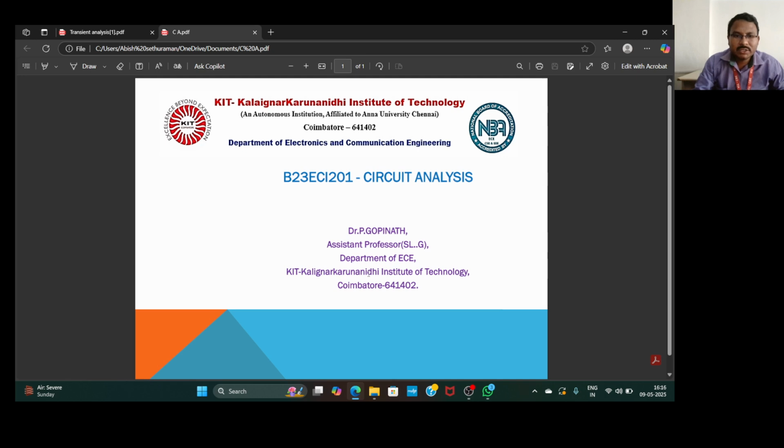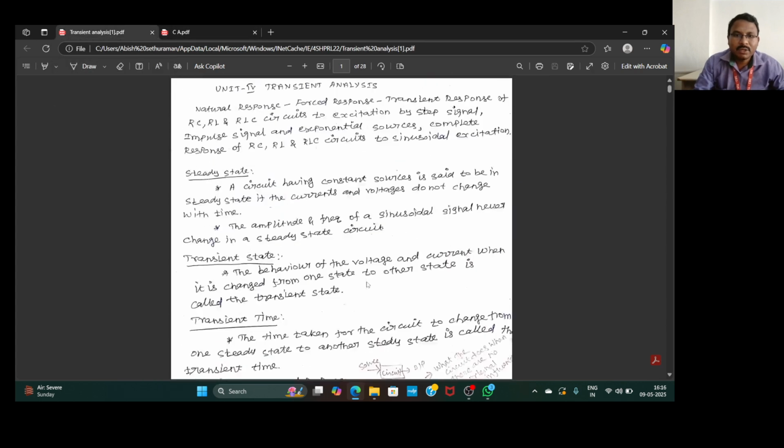Today the subject is B23 ECI 201 Circuit Analysis. In this circuit analysis, we are going to see the fourth unit, that is transient analysis. This transient analysis consists of these topics: natural response, forced response, and transient response of RC, RL, and RLC circuits to excitation by basic standard signals, step signal, impulse signal, and exponential sources. Then the complete response of RC, RL, and RLC circuits to sinusoidal excitation.